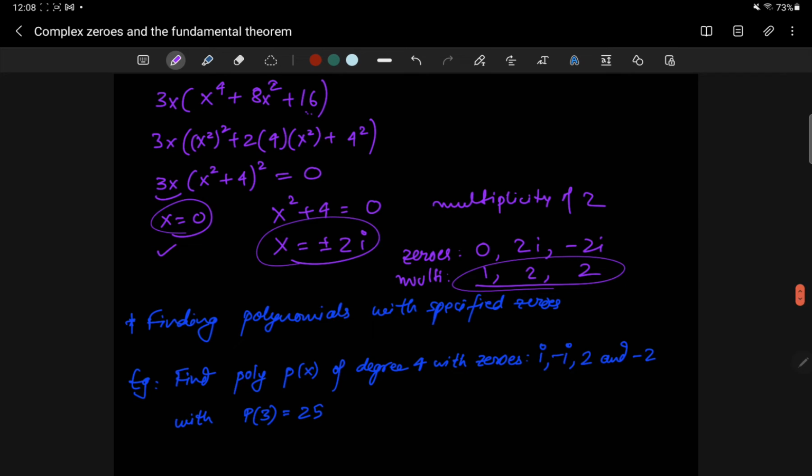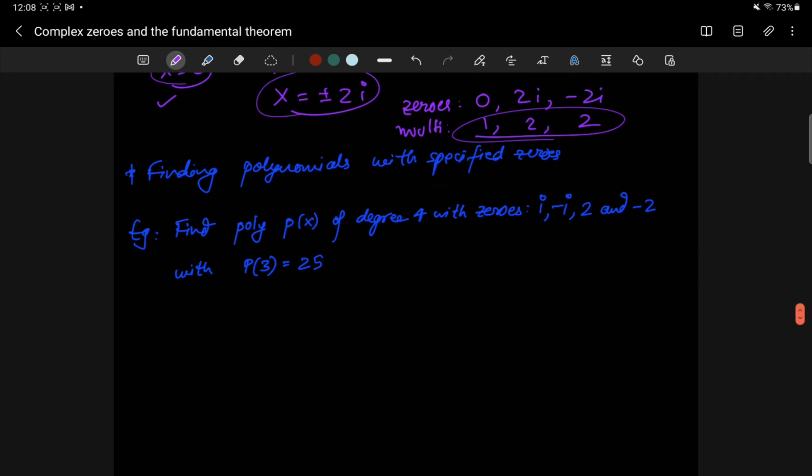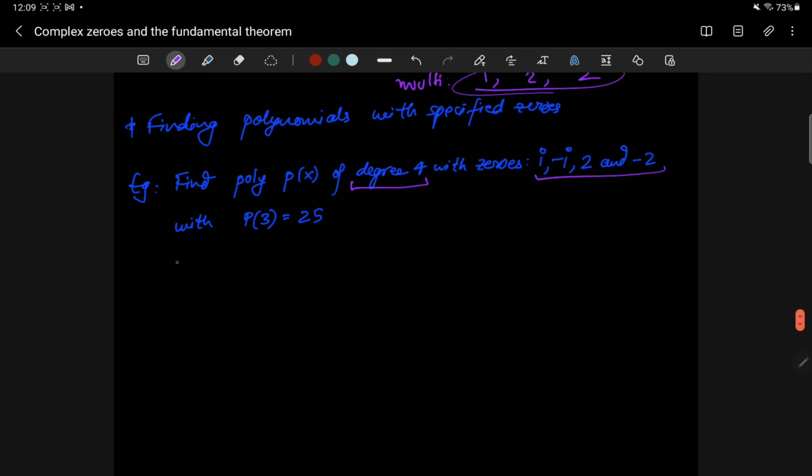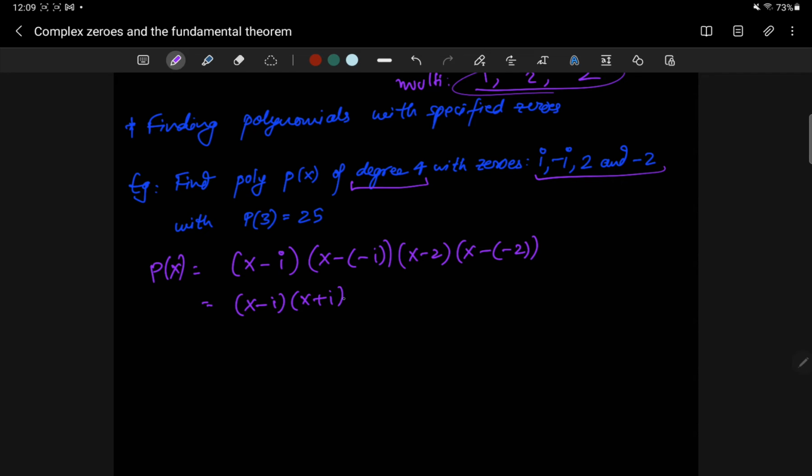Now sometimes you may also be asked the reverse problem, namely find a polynomial with specified zeros. So for example, find a polynomial of degree 4 which has these zeros. Now we use the definitions in reverse, namely if the zeros are these numbers, then the factors are x minus the zeros. So it's x minus i, x minus minus i, x minus 2, x minus minus 2, which is x minus i, x plus i, x minus 2, x plus 2.